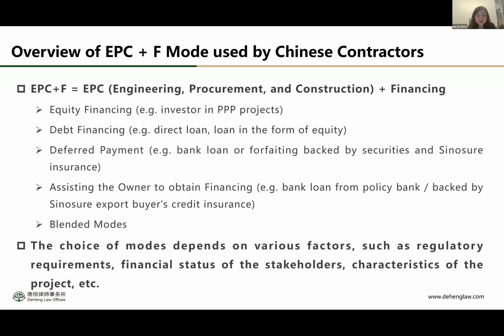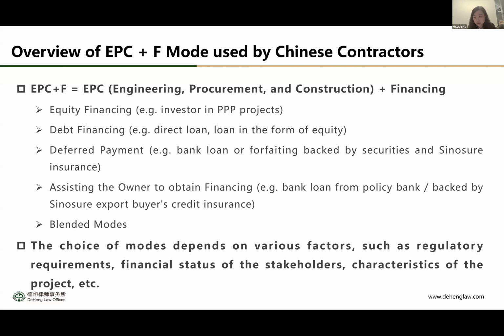That could include equity financing, meaning the contractor can be an investor in a PPP project, or debt financing, meaning the contractor provides loans, but it's a very rare case, I think, especially for infrastructure projects. The third one could be a deferred payment. It's actually a debt financing, but in a way that you have this EPC contract, but most of the payment, except for the advance payment, will be paid upon completion of the projects.